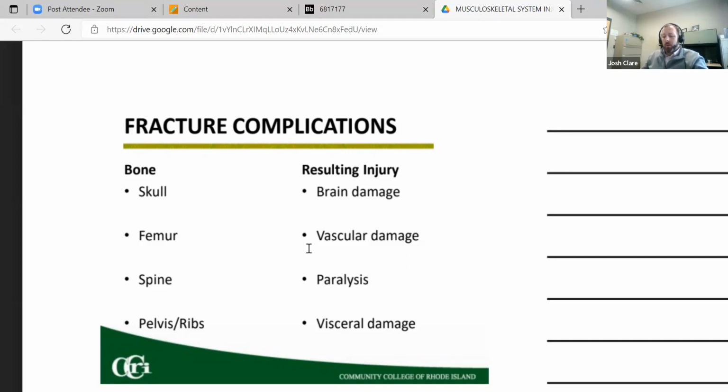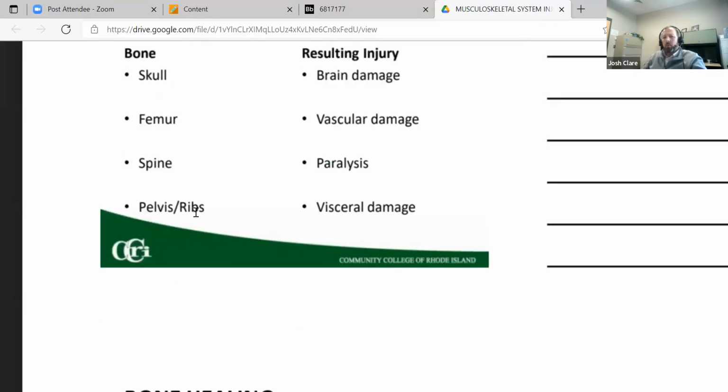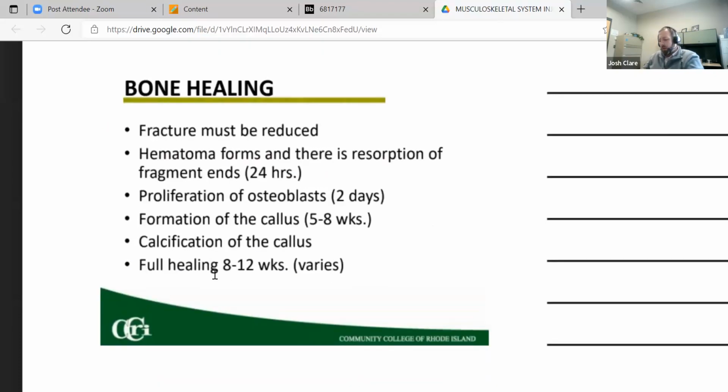So that can happen. Fractures with the spine can result in paralysis because the spine is meant to create that shell around the spinal cord, and if we disrupt that, if we disrupt the spinal cord, we can get paralysis. We'll talk about neurology next week. And then ribs and pelvis fractures can result in visceral damage. Rib fractures, I think of lung damage all the time. That's the first thing we want to rule out.